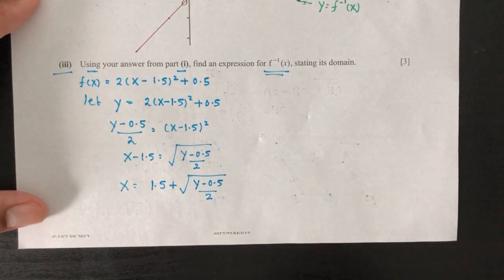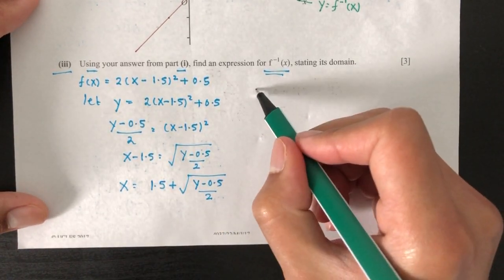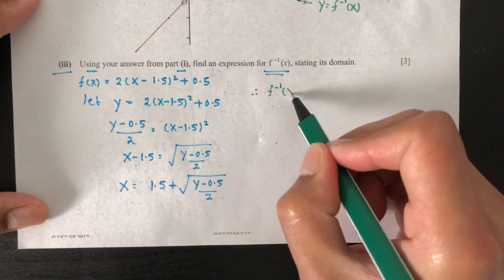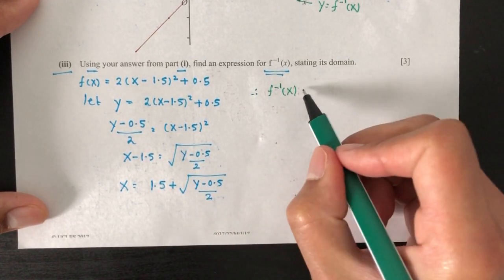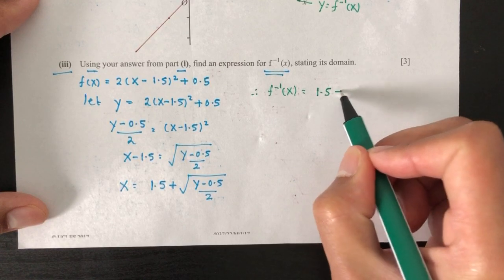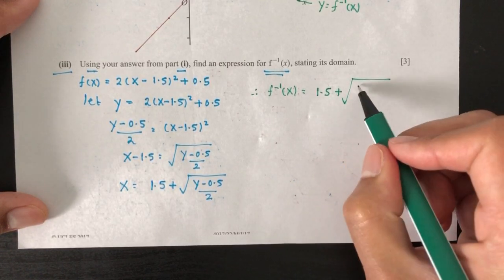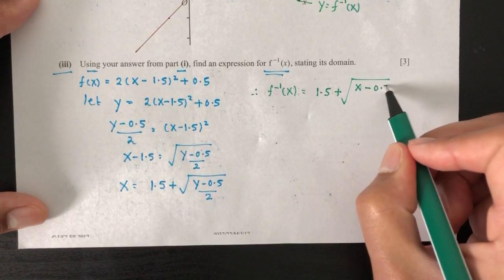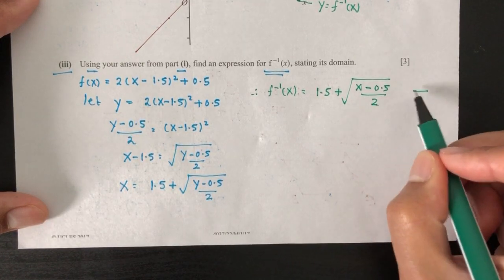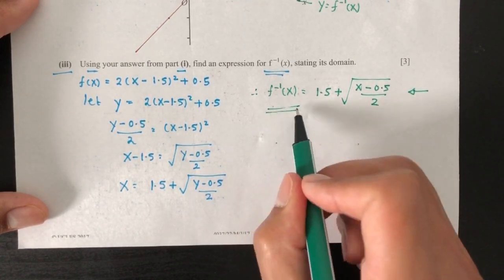So finally, because f inverse is in terms of x, I have to convert this y to x. You will have 1.5 plus the square root of (x - 0.5)/2. That will be f⁻¹(x).